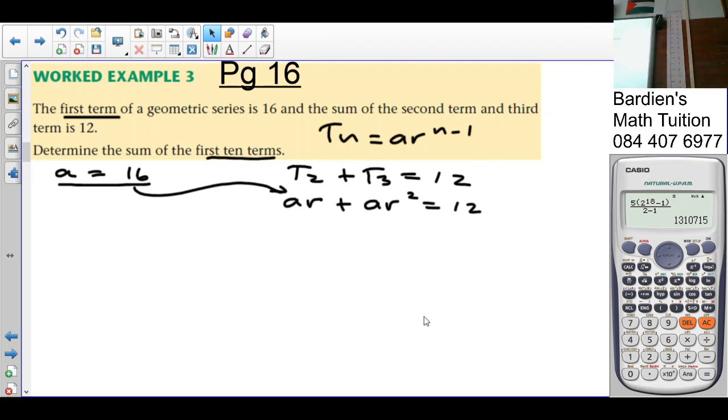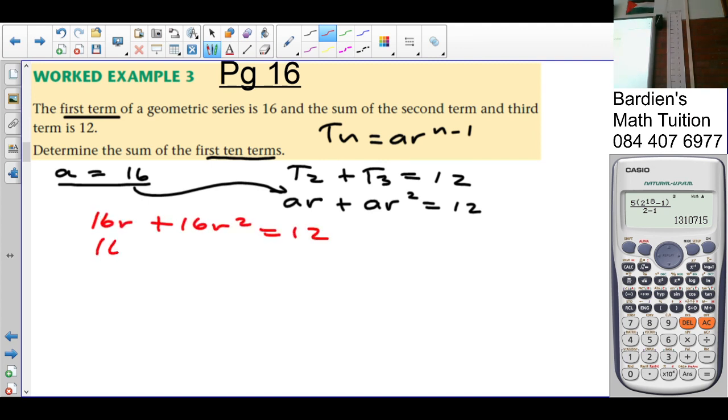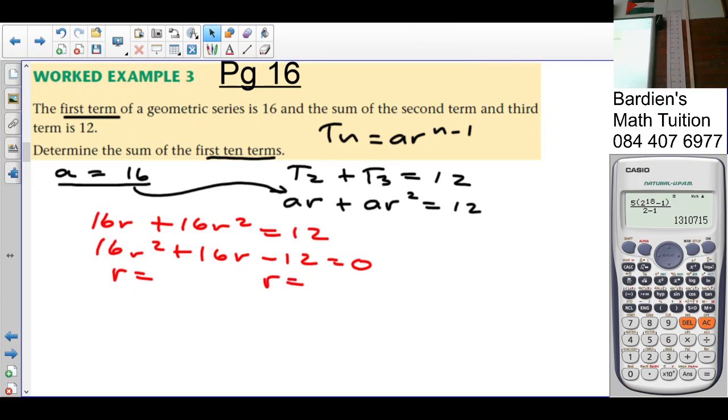So wherever we see an A, we're going to put the 16. So it's going to be 16R plus 16R squared equals 12. So it's 16R squared plus 16R minus 12 is equal to 0. So we can press Shift, sorry, Mode, 5 for equation, 3 for quadratic.